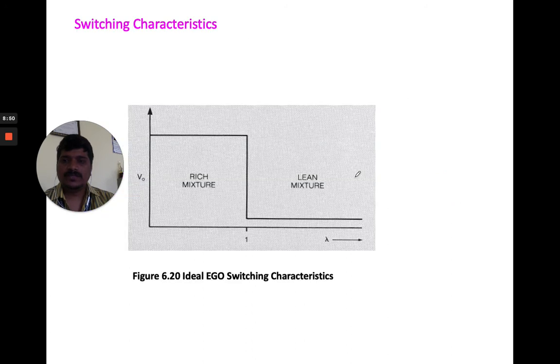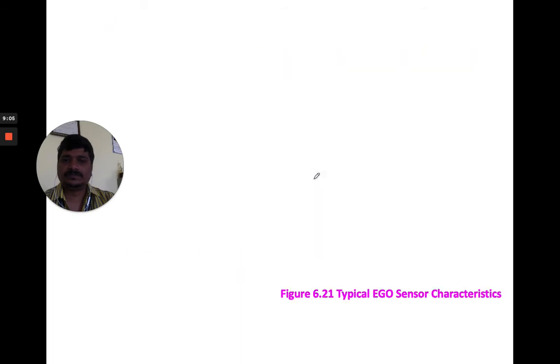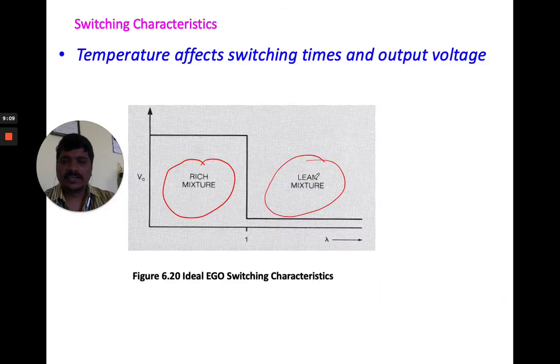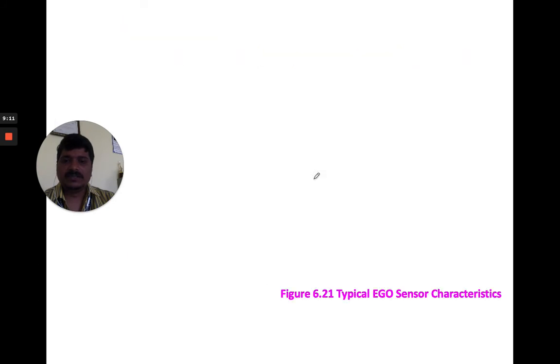Okay, so this graph represents how the mixture is switching over between rich and lean. This part is the rich mixture and this part is the lean mixture. You can write the same diagram, or these diagrams, in the V2 question paper.